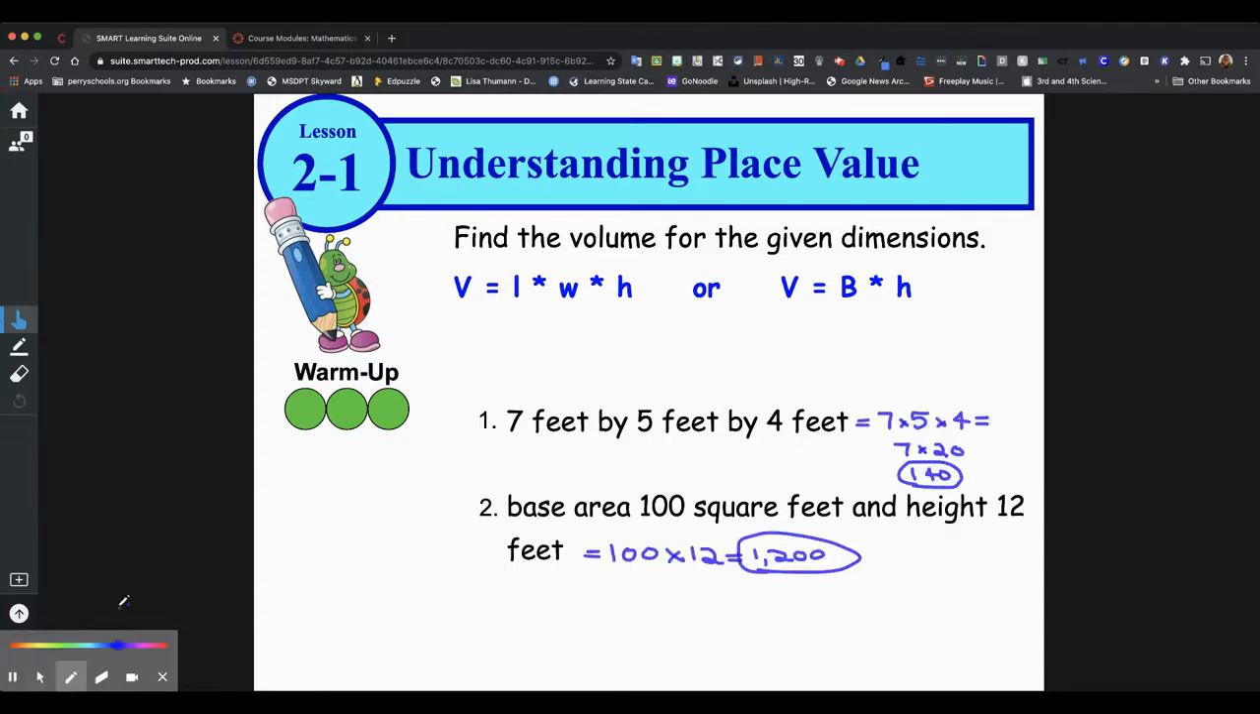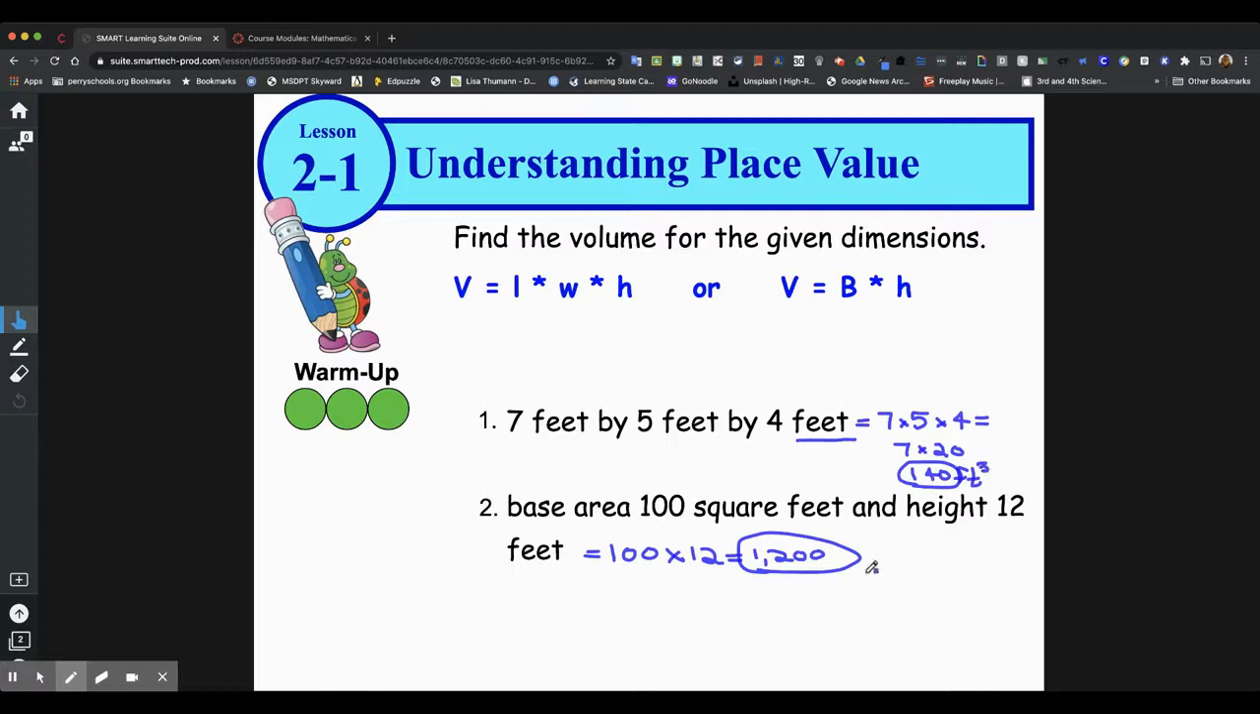All right. For number 1, 7 feet by 5 feet by 4 feet, that should be 7 times 5 times 4. I know 5 times 4 equals 20, and 20 times 7 is 140. I do have a label missing. It should be 140 cubic feet. So we would add that onto the end.